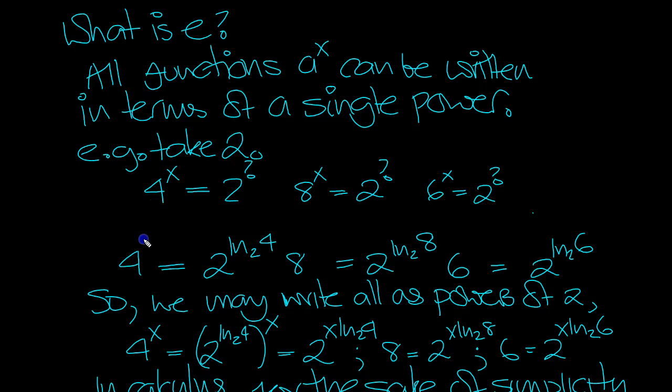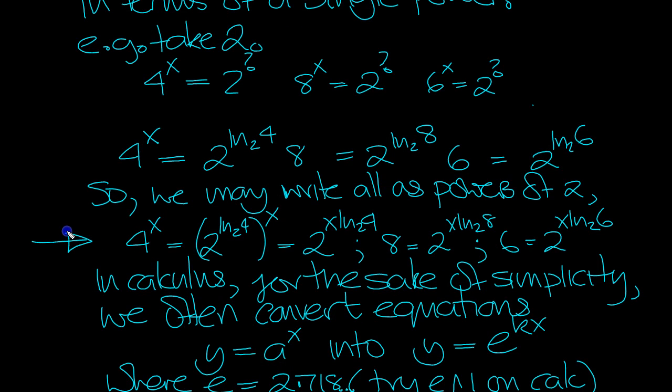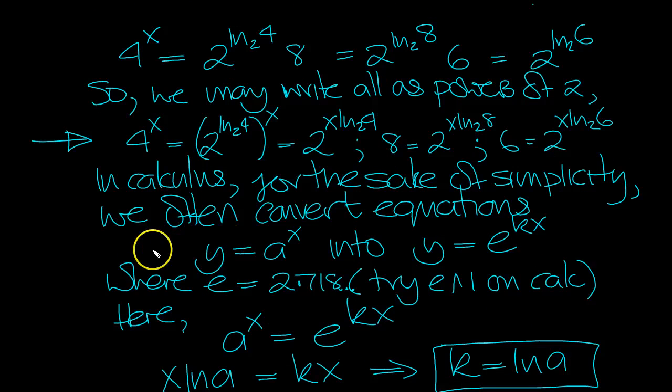Then 4 to the x will be this to the x, won't it? See it? This to the x. Power rule, so you can write that as x log 2 of 4. Similarly, you're going to get x log 2 of 8 and x log 2 of 6. So there they are, and that's proven algebraically. So in calculus, rather than messing around with all different values of a, it's often preferable to convert it into one particular value. I'm going to say more about e during the exercises, probably at the end, and why we choose e, but it's in your calculator.